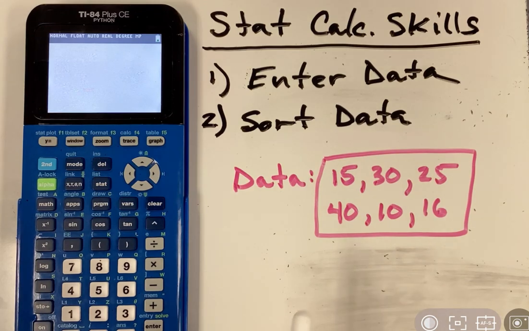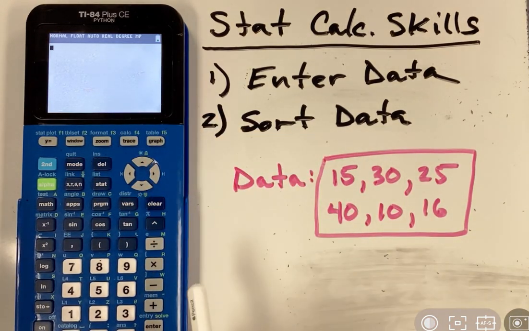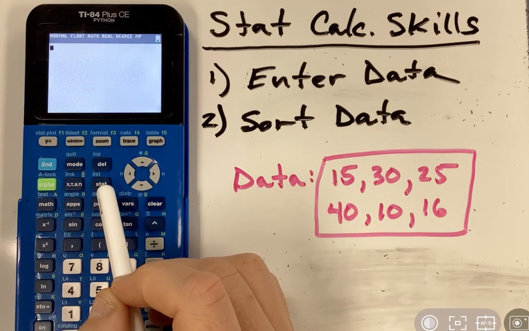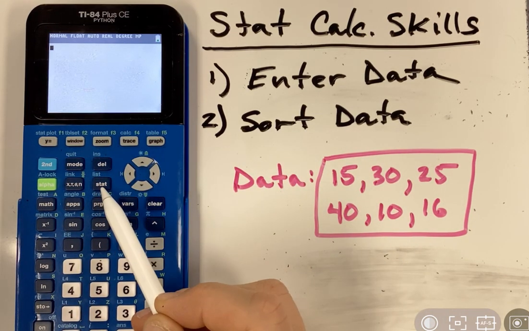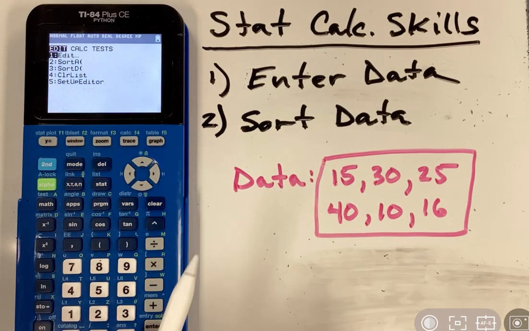So the first thing I want you to do is take the data points you have right here and let's learn how to get those into the calculator. So the first thing you have to do is press the stat key. It's right here next to the left arrow key. You'll see it says stat. Press the stat button, and then you just select the word edit. So press enter to that.